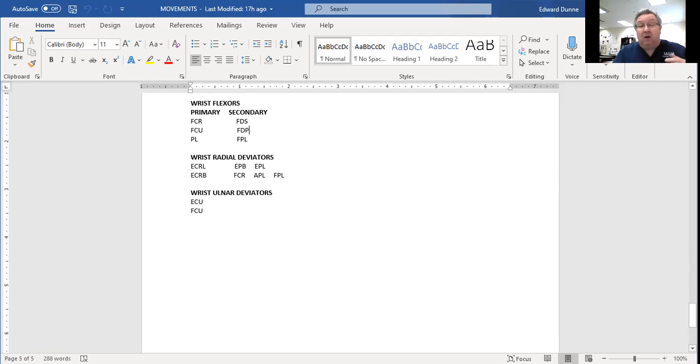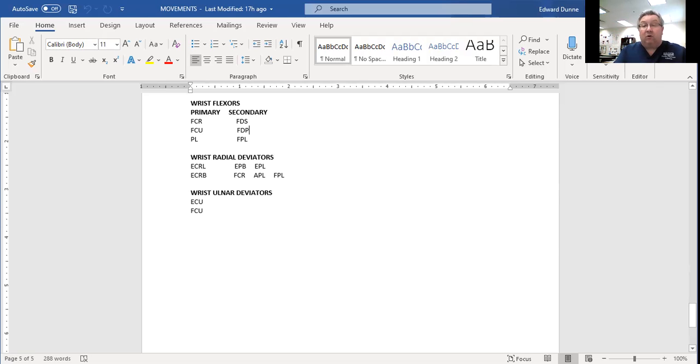Flexor carpi radialis inserts into the second metacarpal. Flexor carpi ulnaris. Remember, radialis is on the thumb side. It goes to the second metacarpal. Flexor carpi ulnaris is on the ulnar side. It goes to the fifth metacarpal.